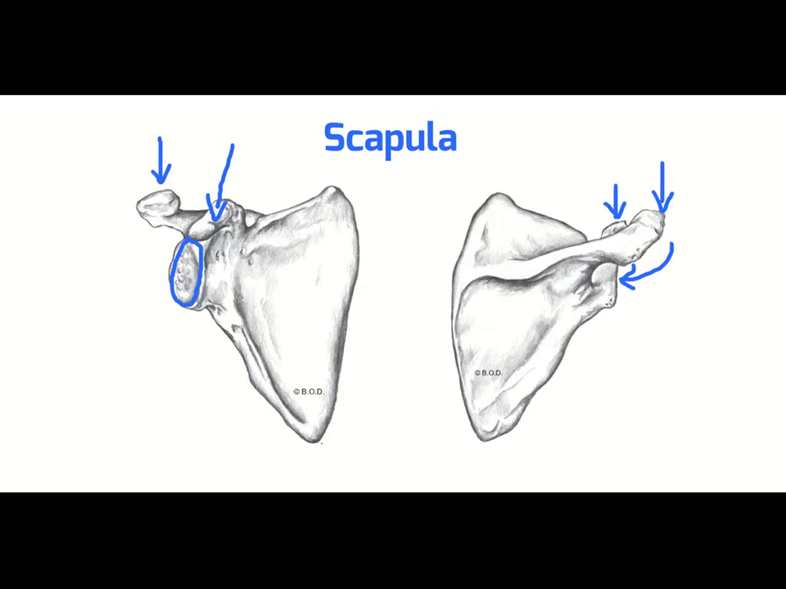On the posterior side, we have two main fossas. We have the supraspinatus fossa and the infraspinatus fossa. Again, we call the spine down the middle, the spine, and then above that, supraspinous fossa and infraspinous fossa. On the anterior side, the opening, we call the subscapular fossa.